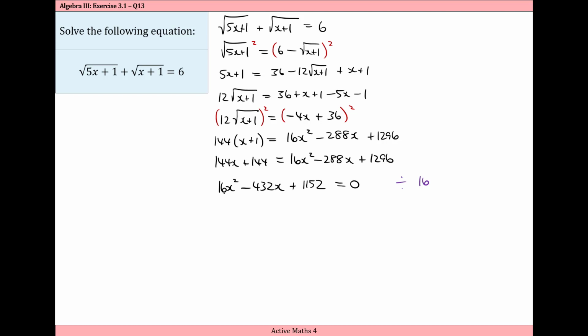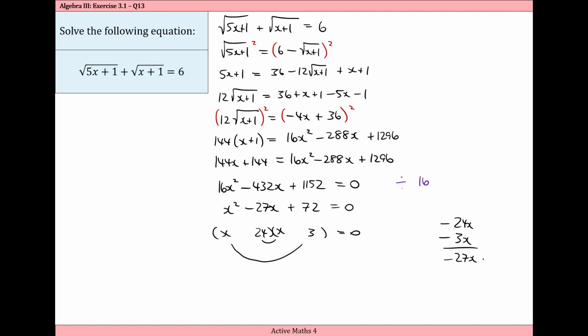So dividing all the terms by 16, I get 16x squared divided by 16 is x squared, minus 432x divided by 16 is minus 27x, and then 1152 divided by 16 is 72. I'm going to open up two sets of brackets, and I get an x and an x as the first terms in both brackets, and then two numbers that multiply to give 72 and are 24 and 3. I can see the product of the inner terms is 24x and the product of the outer terms is 3x, and if I subtract 24 and 3x, the sum of those is minus 27x, which is what we need. So we need two minuses in the brackets.